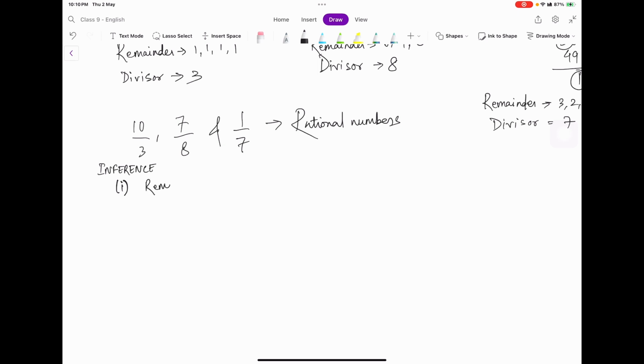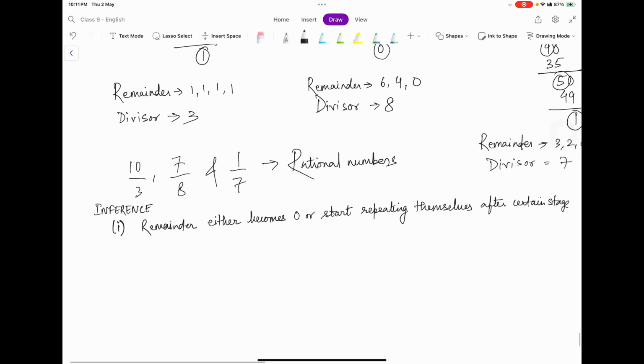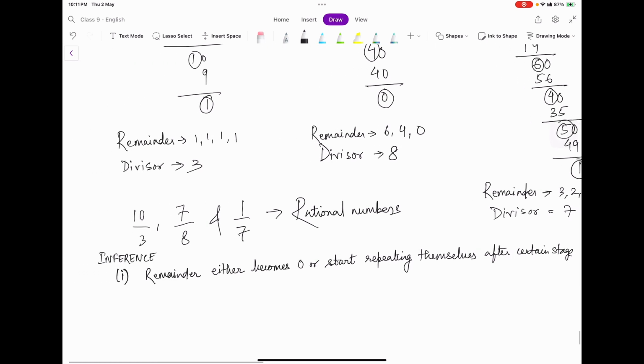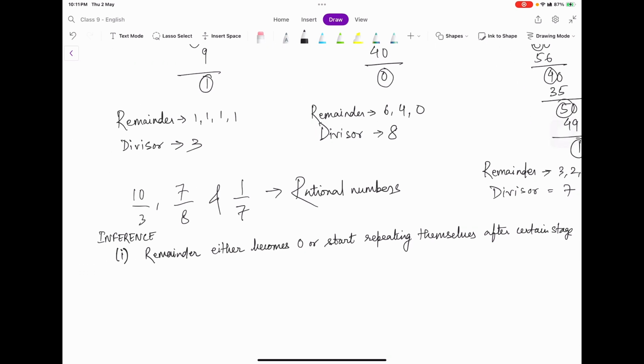The remainder either becomes 0 or starts repeating themselves after a certain stage. So this is one thing: the remainder either becomes 0 or starts repeating, like here it will again come to 3, 2, 6, 4, 5, 1. This remainder will start repeating themselves after a certain stage.